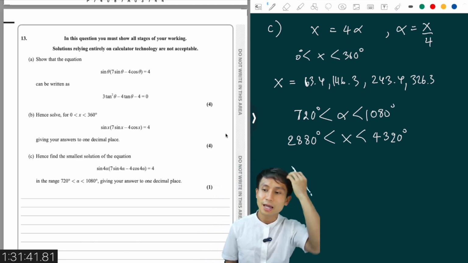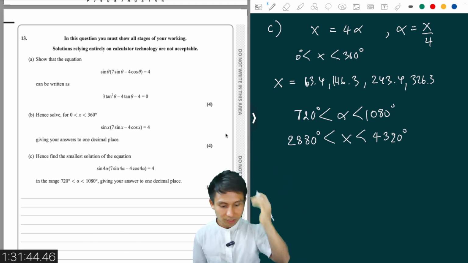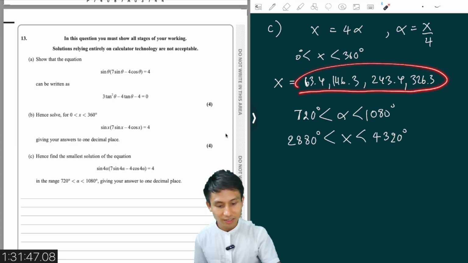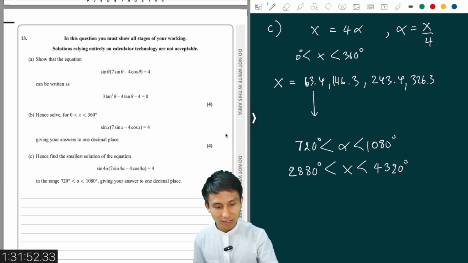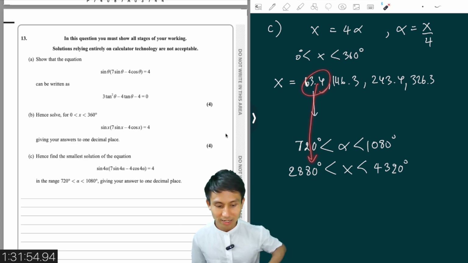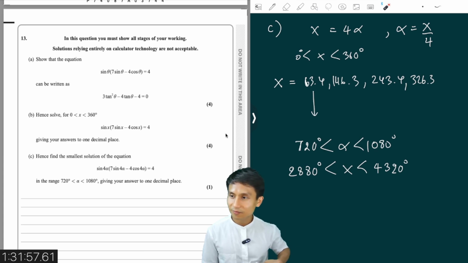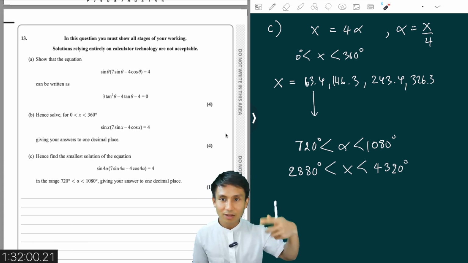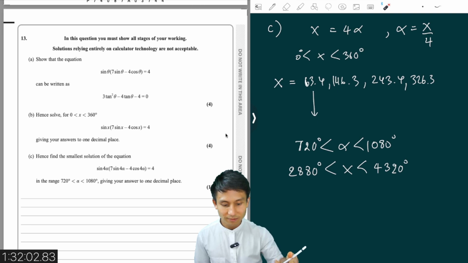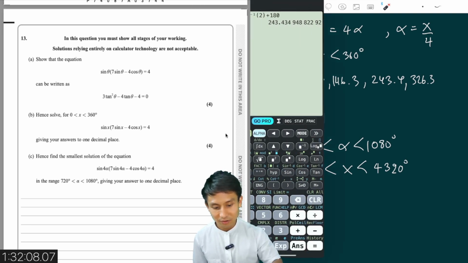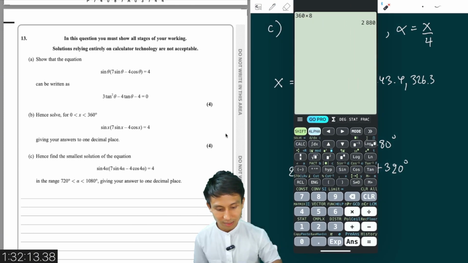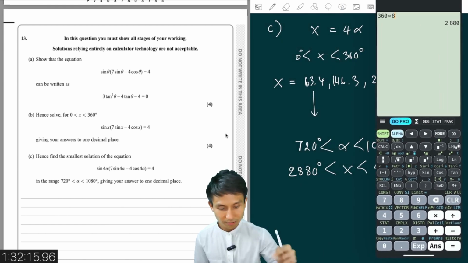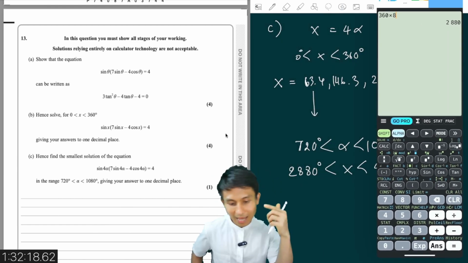Okay? And why do I do this? Because I want the actual corresponding answer for x first. And you can do that by adding up, like how do you make this as close as possible to 2880 there? So you're going to be adding by 360. How many 360? I don't know, maybe 8. Let's try that. 360 times 8. Oh, that's exactly that. Okay. So you're going to be adding that.